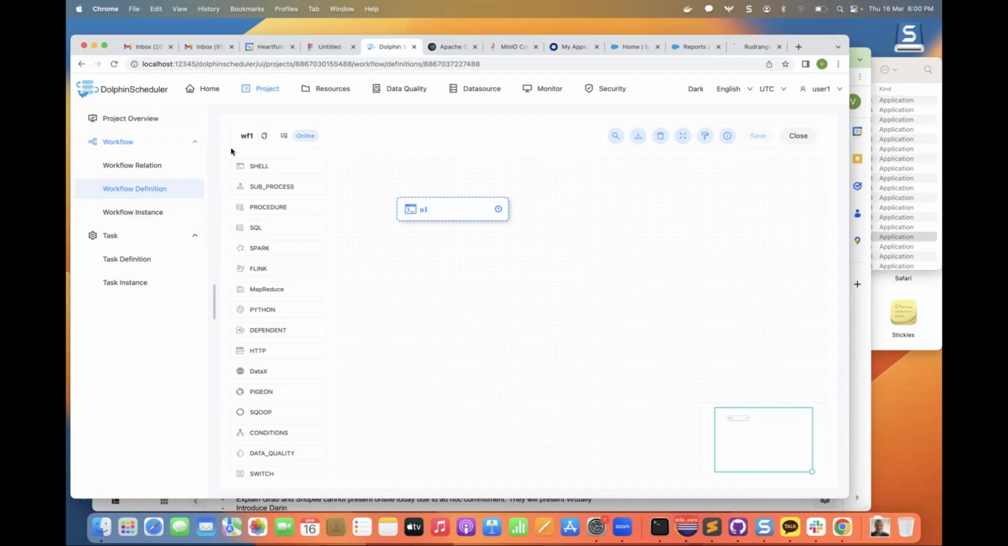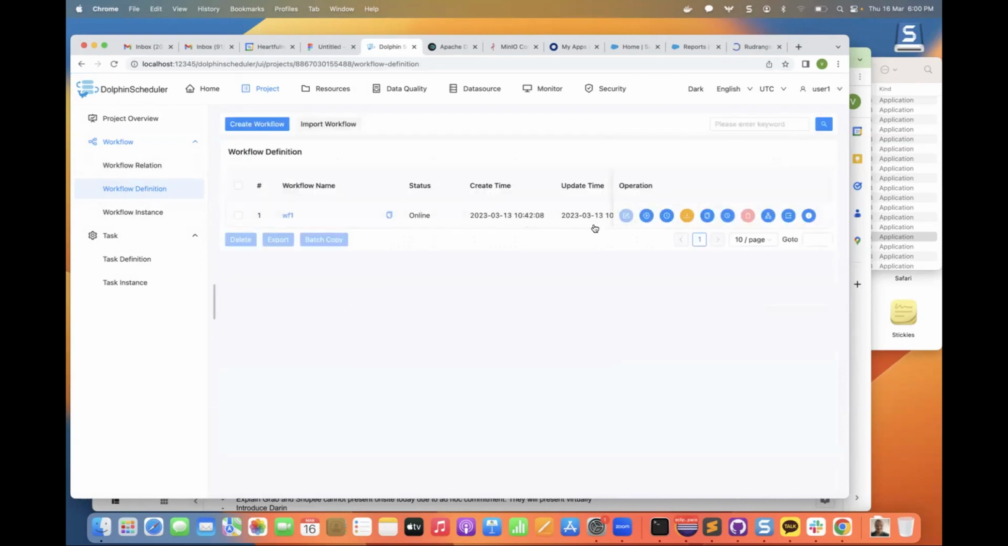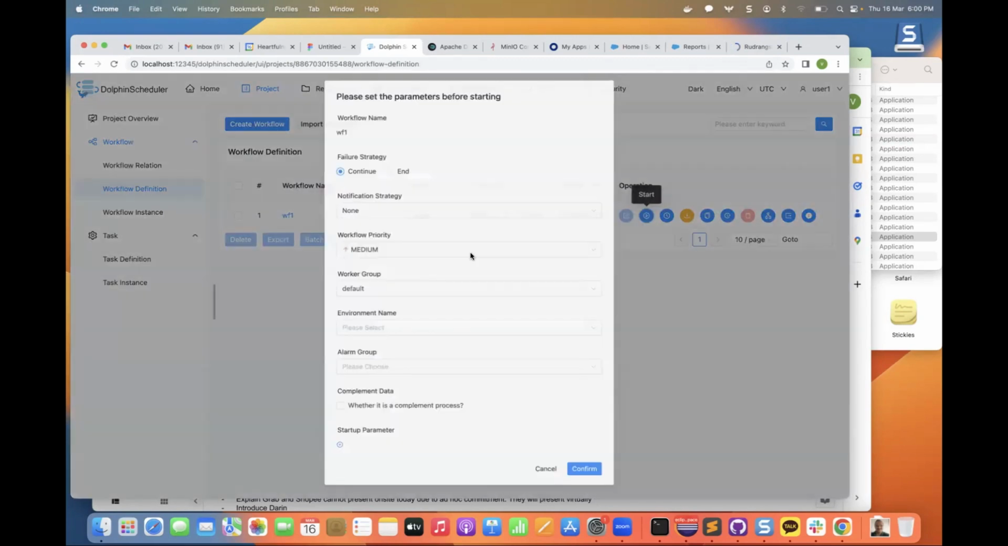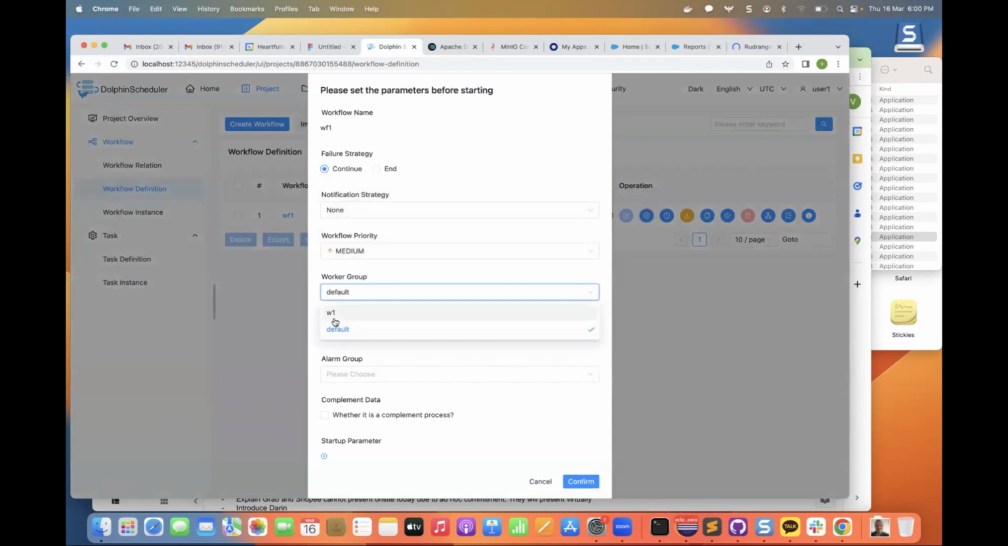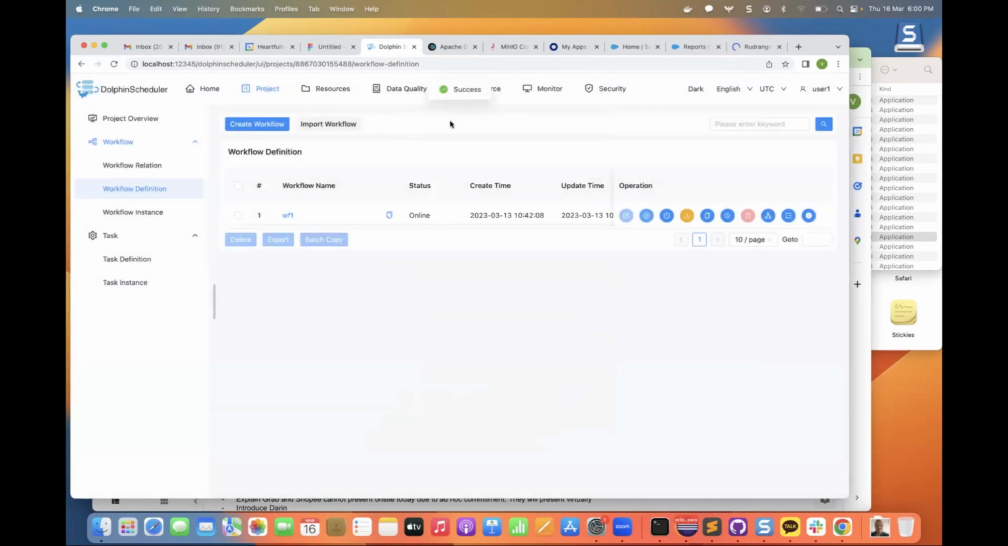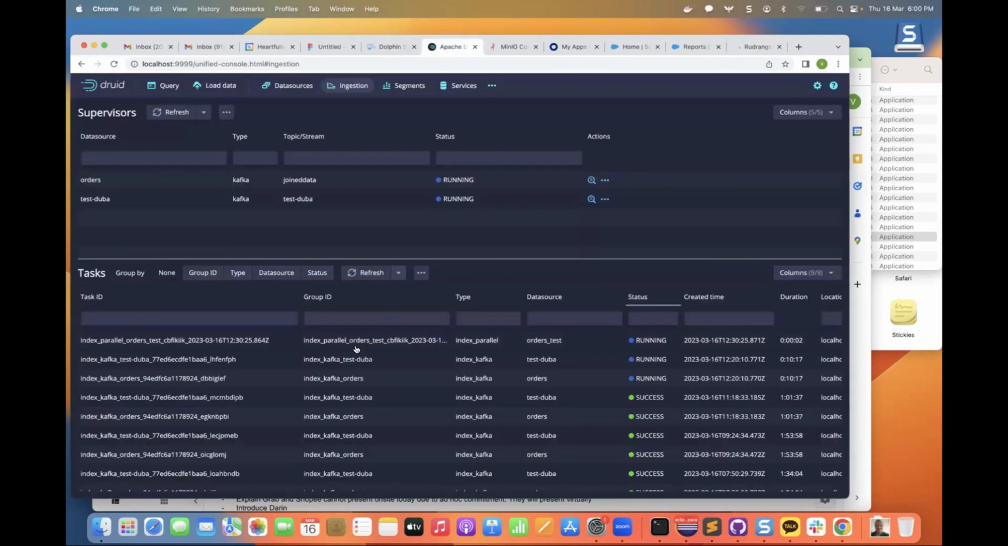I can go ahead and run this workflow here real quick. I could have just scheduled it by time, but for the purpose of this demo, I'm just going to run it here. And if I go back to my Druid console, you can see this started running this ingestion here. It will take a few seconds to finish up.